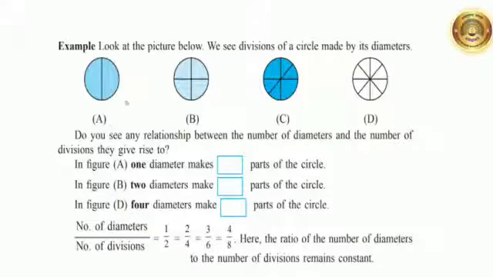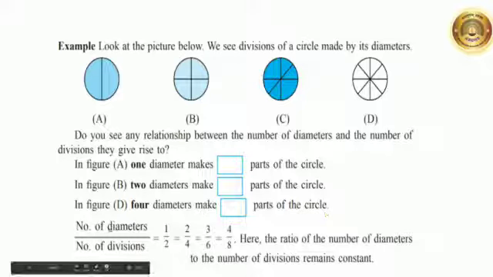Look at these pictures. We see divisions of a circle made by the diameters. Now, do you see a relationship between the number of diameters and the number of divisions they give rise to? Yes. In figure A, there is one diameter. And how many parts are there? There are two parts of the circle. In figure B, there are two diameters and the number of parts have increased. In figure C, there are three diameters and the number of parts have increased to 6. In figure D, the 4 diameters make 8 parts of the circle.